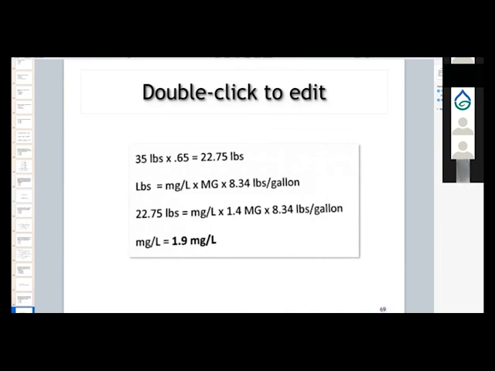And then you just plug in the numbers. 22.75 pounds equals X, the variable, that's your dose. We don't know that yet. So you're going to take the 1.4 times 8.34, and then do the math there and solve for X, and you'll get 1.9 milligrams per liter.